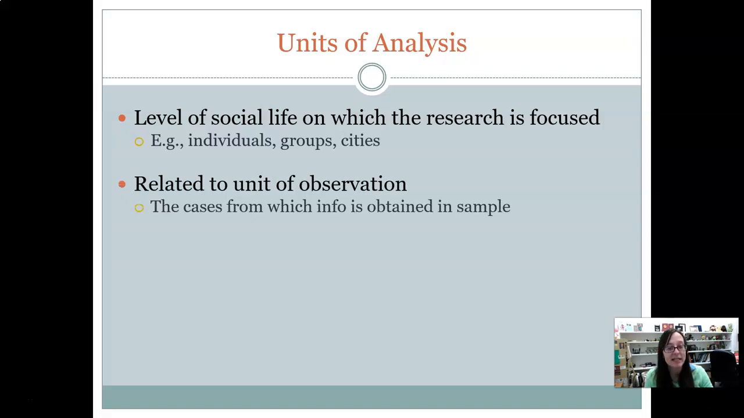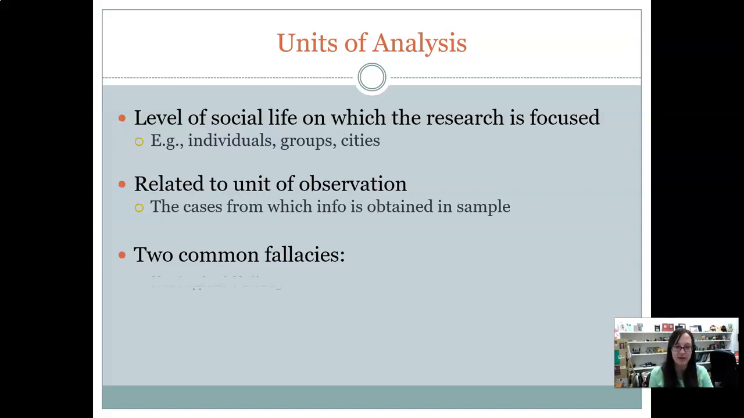And this is very much related to the unit of observation. This is the cases that you're actually getting information from within your sample. Typically the unit of observation is the same as the unit of analysis, but sometimes we might get information directly from individuals, but then use that to talk about the groups that they come from. We have to be careful about this, because there are two common fallacies that can happen, sometimes when our unit of observation is not the same as our unit of analysis.